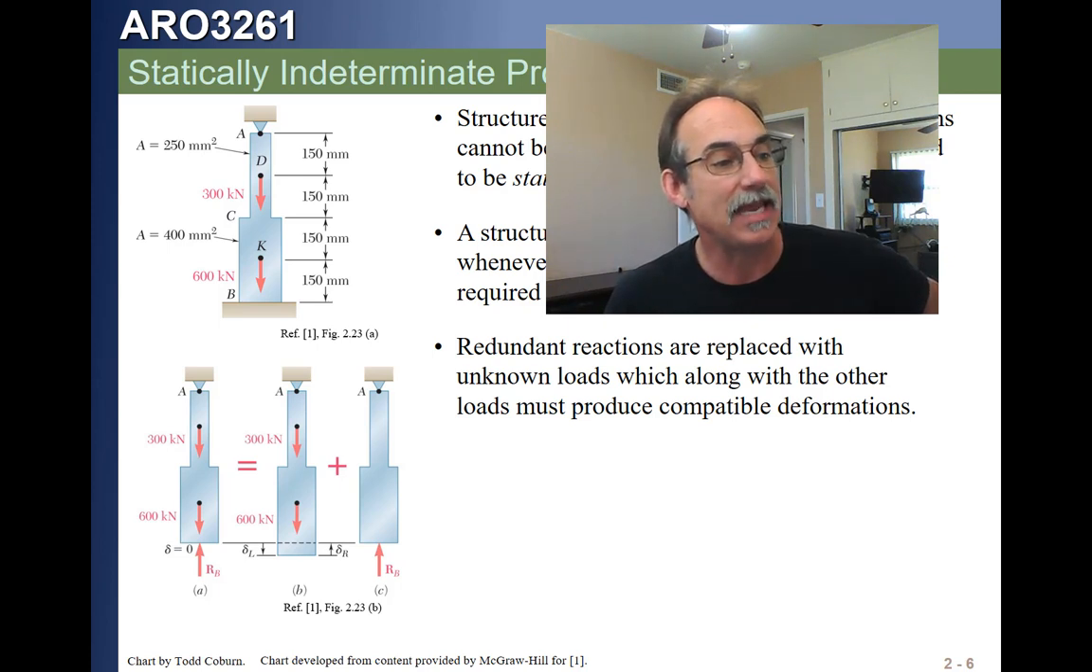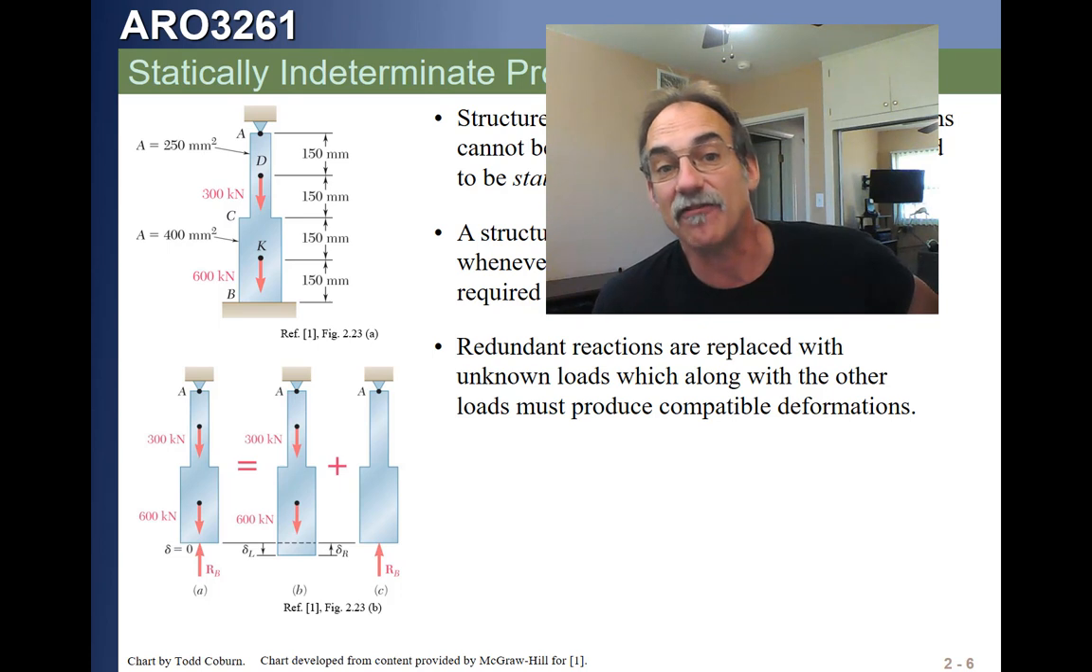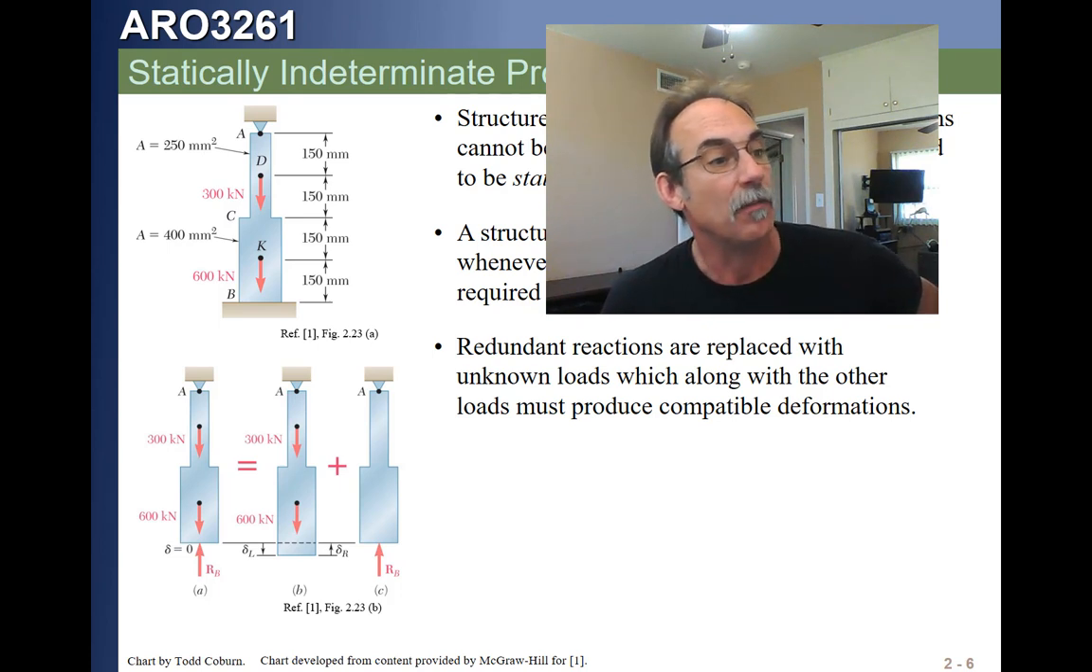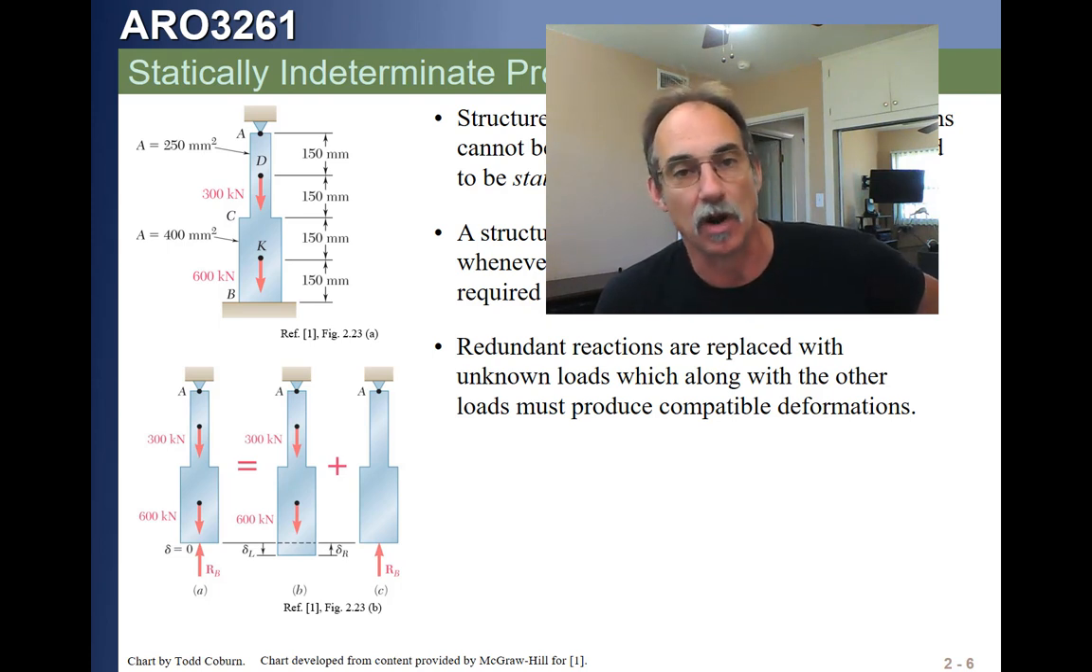From K to B, there's no force in the member. Starting at the bottom, there's no force applied. So from K to B, there's no force. That means it's not going to deflect from there to there. From K to C, we have a force of 600 kilonewtons. We have the area of 400 millimeters squared, which we're going to have to convert to meters squared.